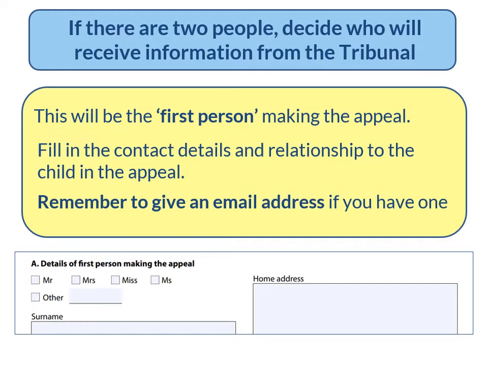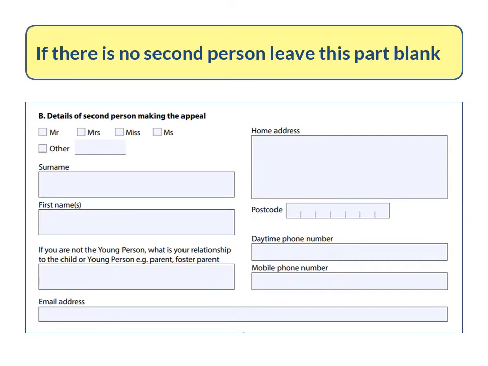Remember to give an email address, if you have one, as the tribunal will use email to send you information. If you would find this difficult, use the box to say that you would like to receive information from the tribunal by post. It is absolutely fine for you to fill in only Section A if there is just one person making the appeal, in which case leave Part B blank.